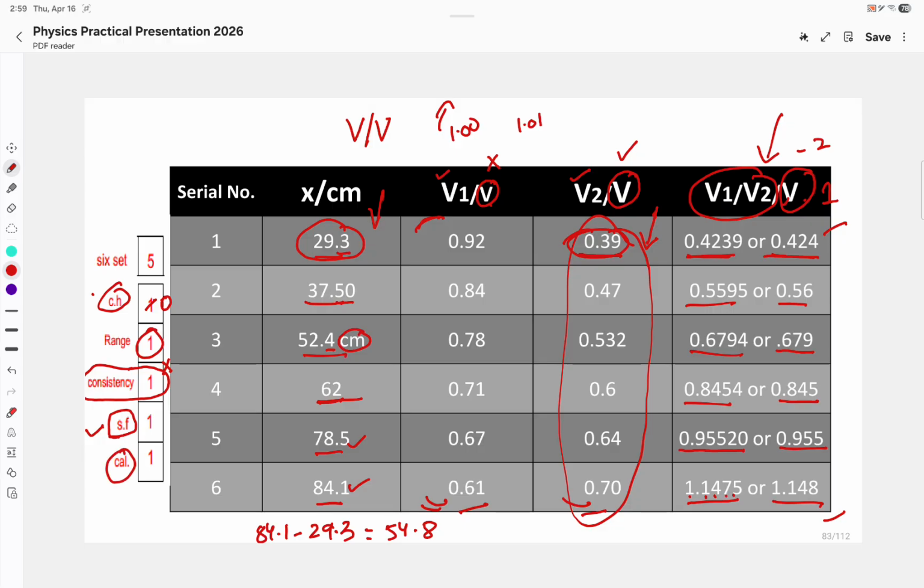What will the examiner do? He will randomly select any one of the columns, put this value in the calculator, and check whether it is exactly coming or not. And that will give you a score of calculation, 1 mark. This is how we usually rate or mark the table portion in the paper.